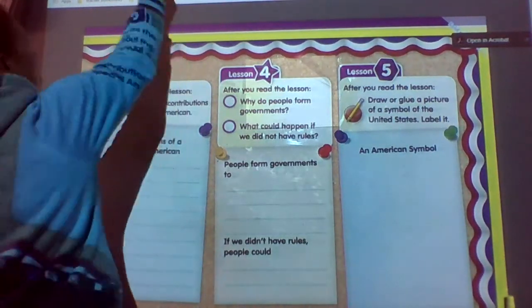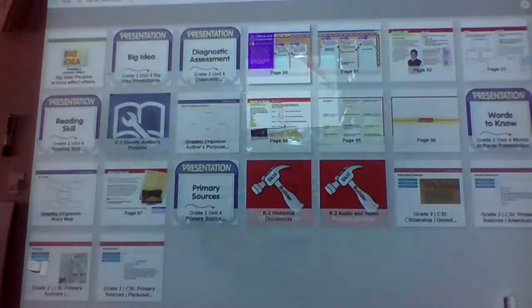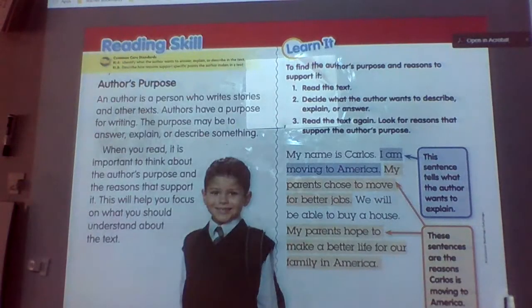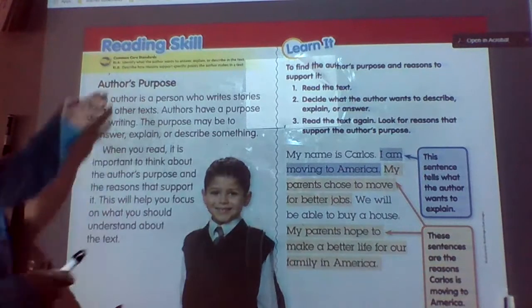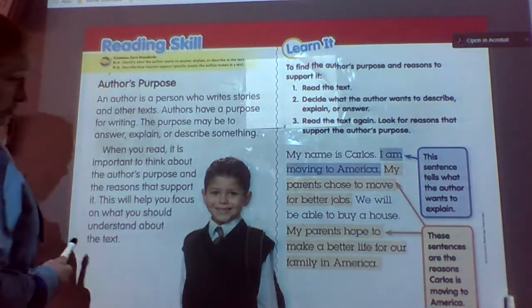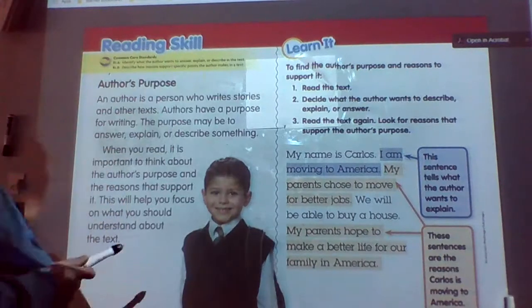All right. So, let's go. Let's move on to our next page. Let's look at page 92 here. On page 92, we see this young man. Author's purpose. Boys and girls, we've talked about author's purpose numerous times. I especially know that in my reading groups, we've talked about it a whole bunch. But let's review a little bit here.